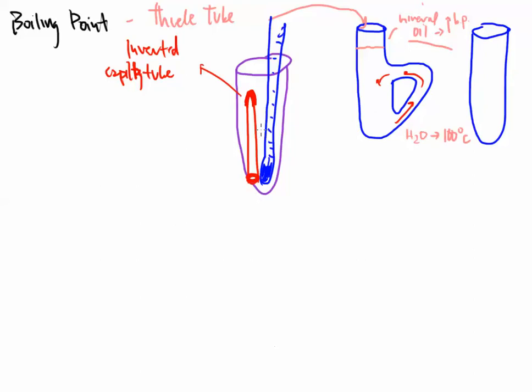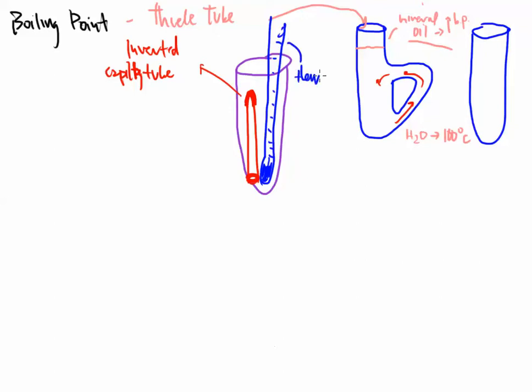Now, these two things do not have to be attached. The only thing that you want them to do is be in the same vessel, and I'll mention that a little bit later on when we take a look at the actual lab write-up itself. But in this test tube, you're going to put a thermometer, and you're going to be putting an inverted capillary tube inside of there.